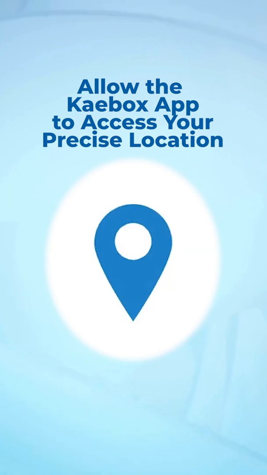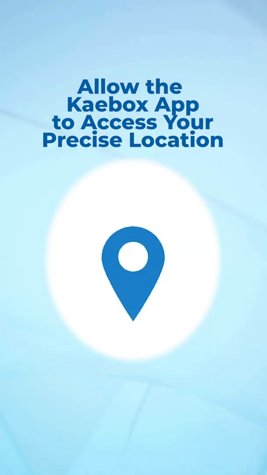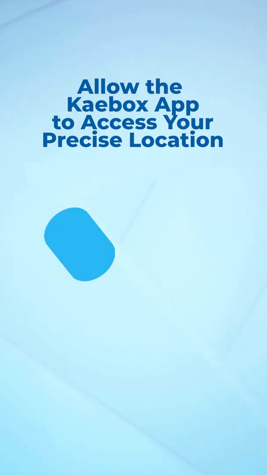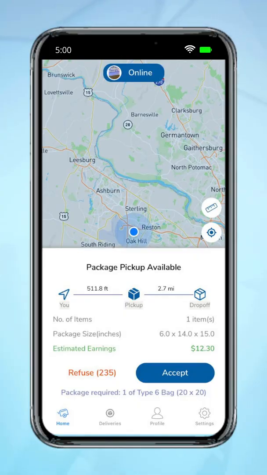Congratulations! In order to go online and receive shipment requests, please allow the Kaebox app to access your location. Make sure to enable precise location for optimal shipment capabilities. When you open the app, packages that are available to pick up will appear.